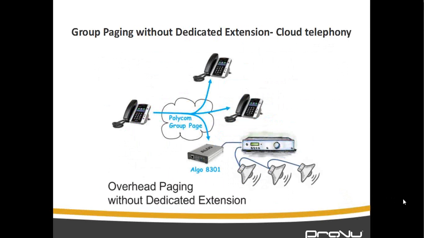Coming back to the actual solution, if I put an 8301 Algo adapter and connect it to the amplifier, I don't even need an extension. If I'm using the Polycom group page feature, which is available in Polycom by default, I will make the Algo listen to that page. If somebody picks up the handset and makes a page, the Algo will just play it out using the speaker, and we can set up a priority on the page as well. All it takes is one extra device, and you have paging. You're not relying on your cloud services for paging, and you're not relying on your PBX for it.